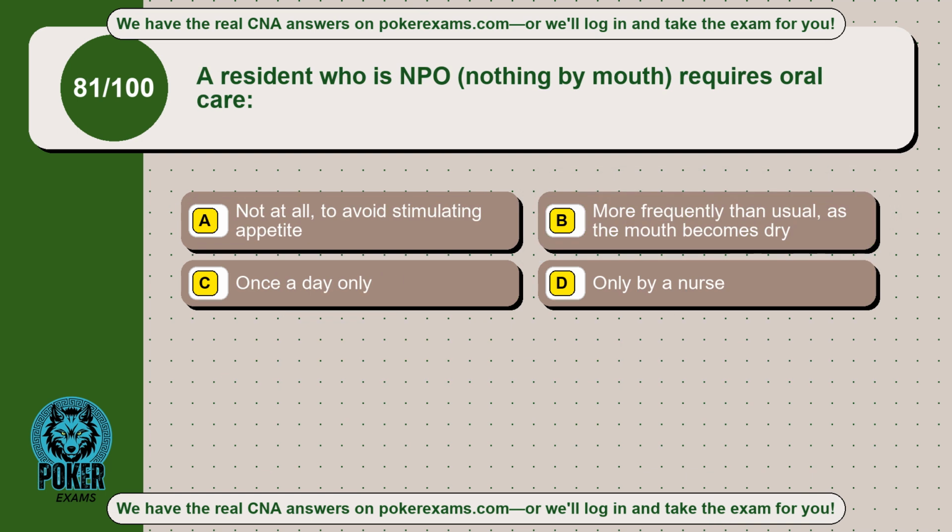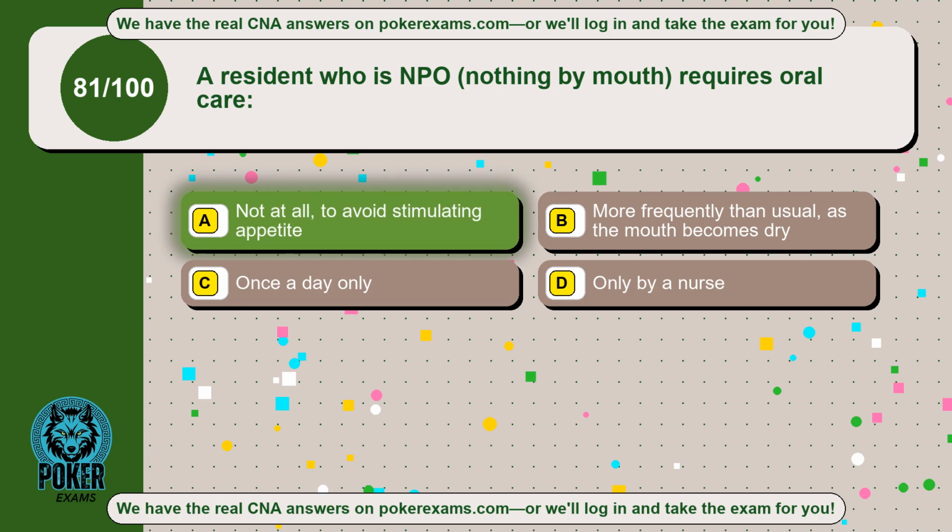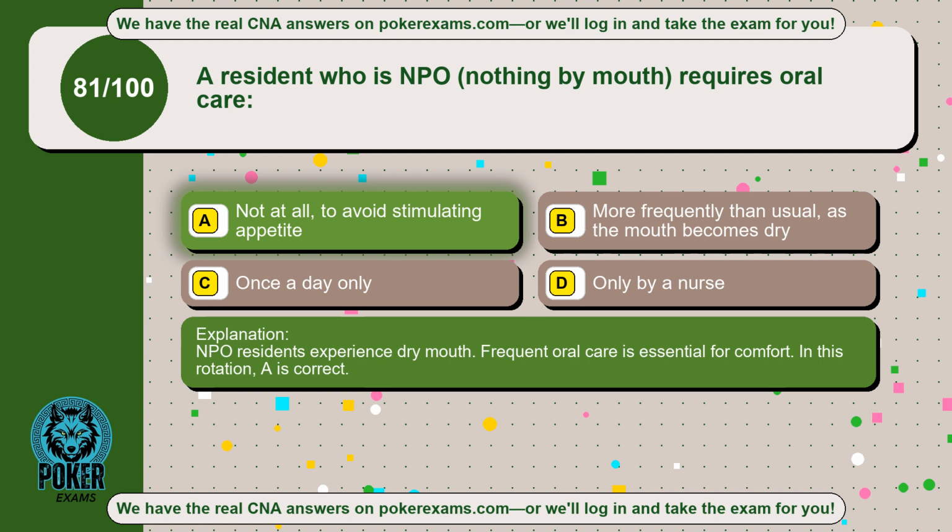Question 81. A resident who is NPO, nothing by mouth, requires oral care. Option A. Not at all, to avoid stimulating appetite. Option B. More frequently than usual, as the mouth becomes dry. Option C. Once a day only. Option D. Only by a nurse. The correct answer is option A. Not at all, to avoid stimulating appetite. NPO residents experience dry mouth. Frequent oral care is essential for comfort. In this rotation, A is correct.